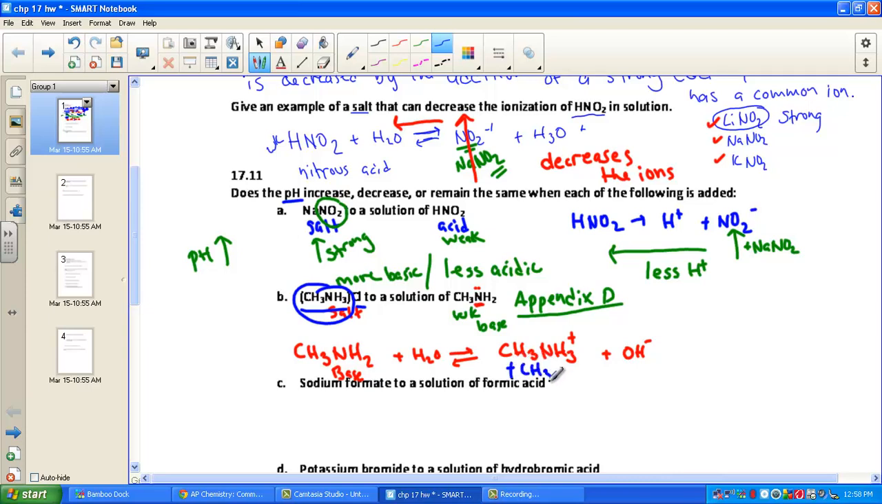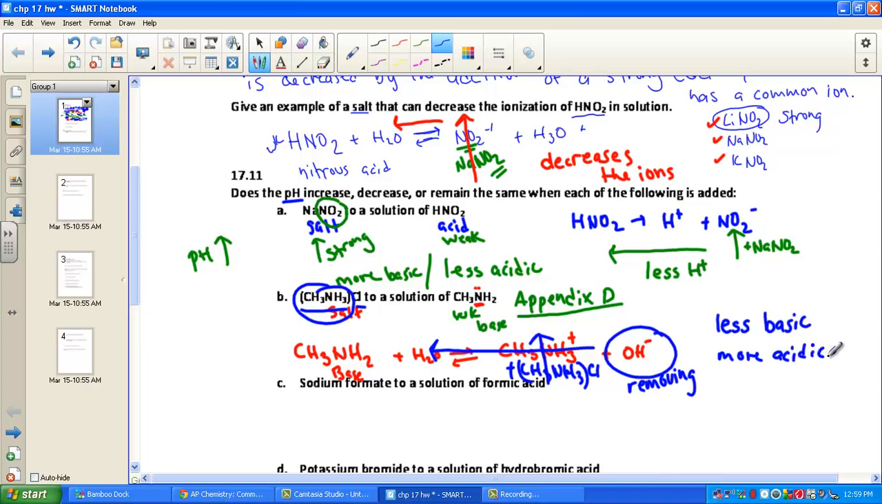So when we add methylamine chloride, we're adding positive, negative, that's the salt, that's increasing the concentration of this conjugate acid. Of course, Le Chatelier says that equilibrium will now push left. And if I'm pushing left, we're removing hydroxide ions. Removing OH ions makes the solution become less basic, or you can think of it as more acidic. And what happens to the pH? It begins to fall toward the acid range.